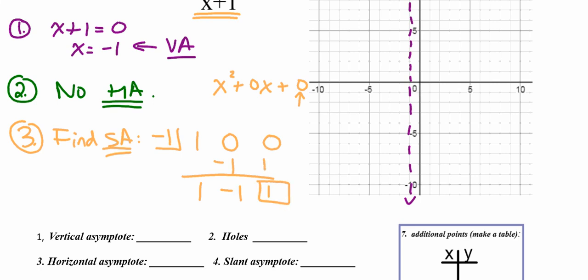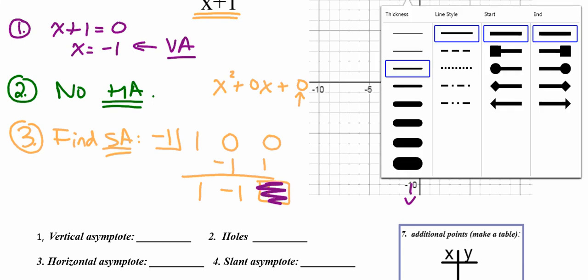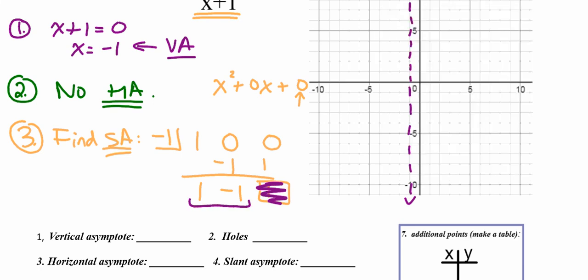Now here's the thing. We don't care that we have a remainder in the remainder's box. We're going to totally ignore this. We don't care about that. What we do care about is what's left here. This says 1x minus 1. Yes, I could have written x minus 1, right?